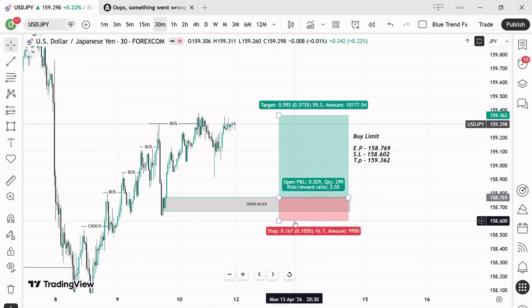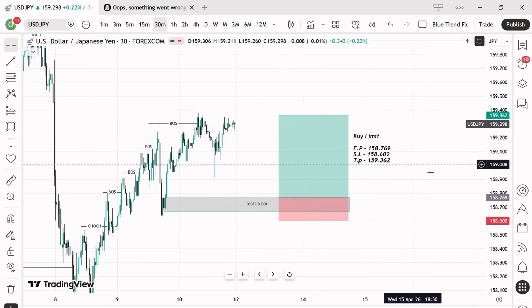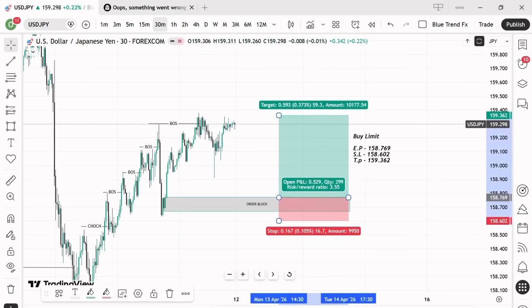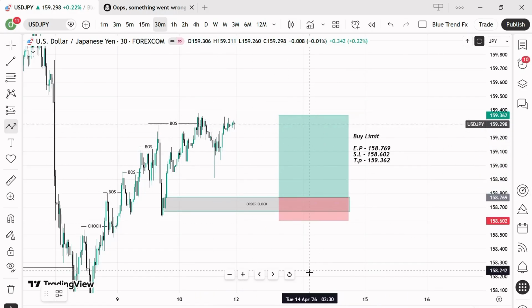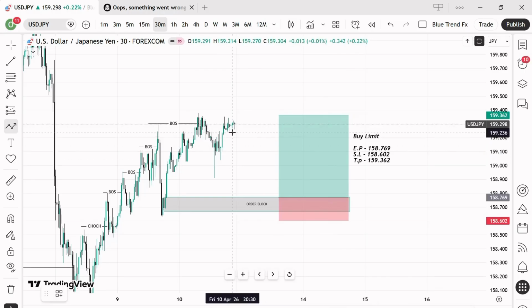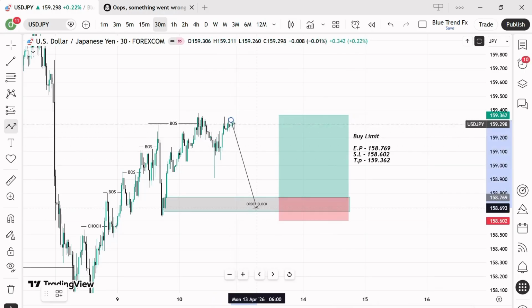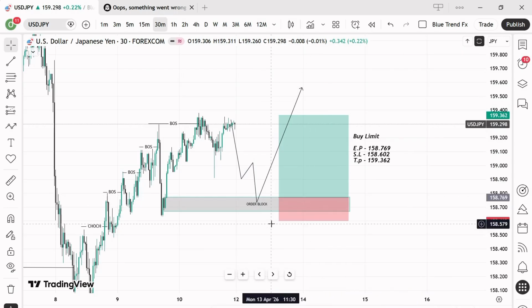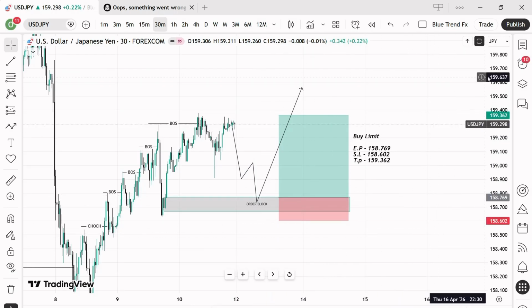So this is what I'll be expecting on UJ markets. I'll be expecting price to slash down here. Then I will go. So that'll be all for today, guys.